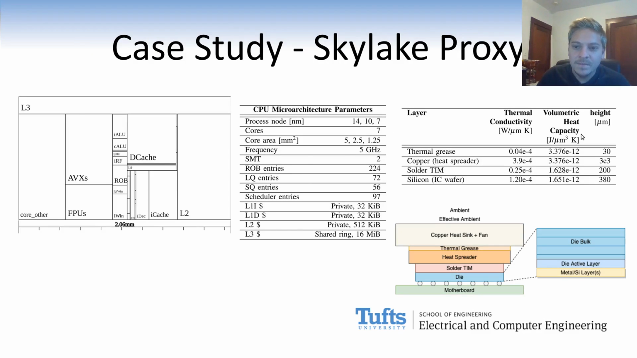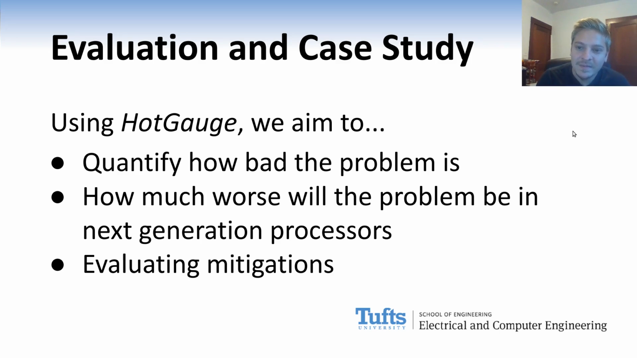Thanks, Alex. As Alex mentioned, my name's Dave Werner, and I'm going to be presenting some of the results and analyses that we've done using the HotGauge framework. In the coming slides, I'm going to primarily try to do three things. One is to show how we use the framework to quantify how bad the problem currently is, show how much worse the problem is going to get in the next generation of processors, and then lastly, I'm going to show some of the results of how HotGauge can be used to evaluate mitigation techniques and compare their effectiveness.